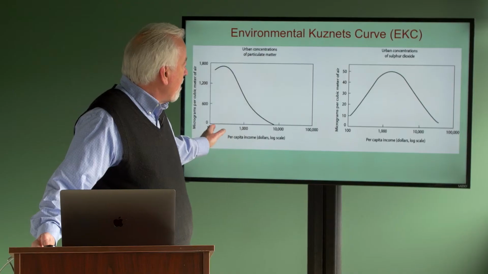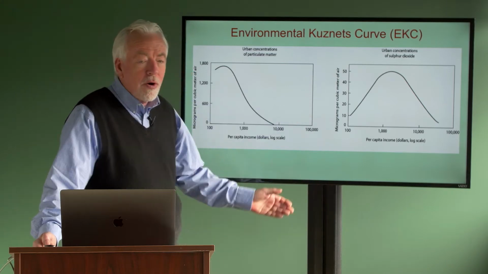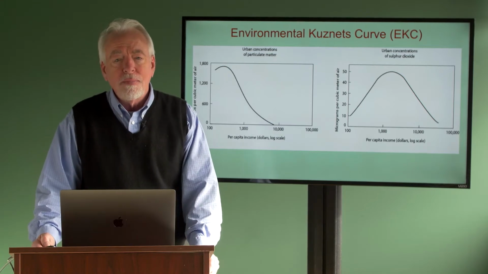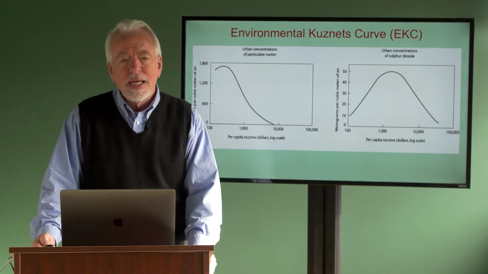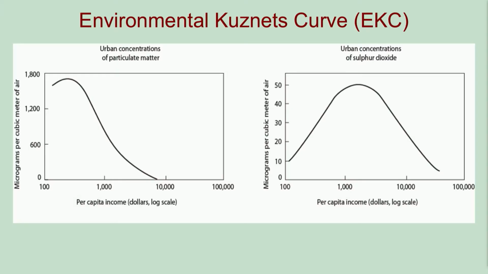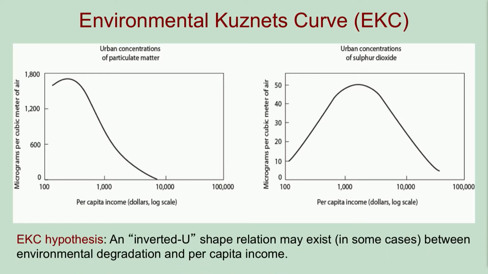It's an inverted U-shaped curve. At low levels of per capita income, pollution or environmental degradation is relatively low. As income rises, environmental degradation goes up, but then after a certain point, it comes back down again. As people get richer, environmental quality improves. And these show an inverted U for urban concentrations of particulate matter in the atmosphere and for concentrations of sulfur dioxide. And the environmental Kuznets curve hypothesis, as it's called, is that such a U-shaped relation exists in many different environmental arenas, not only air pollution, but others as well.